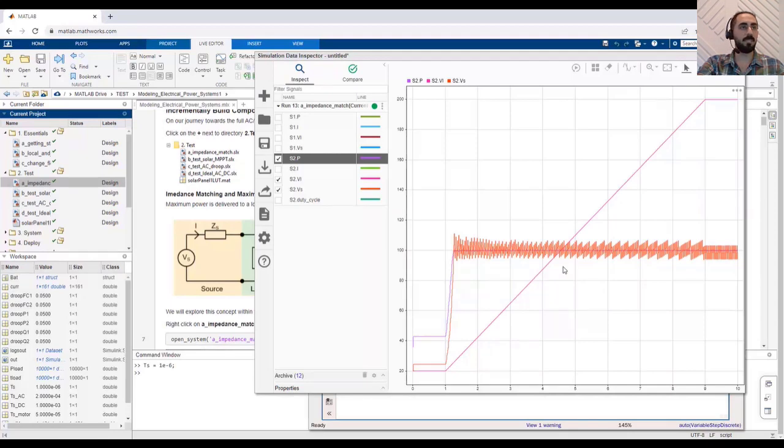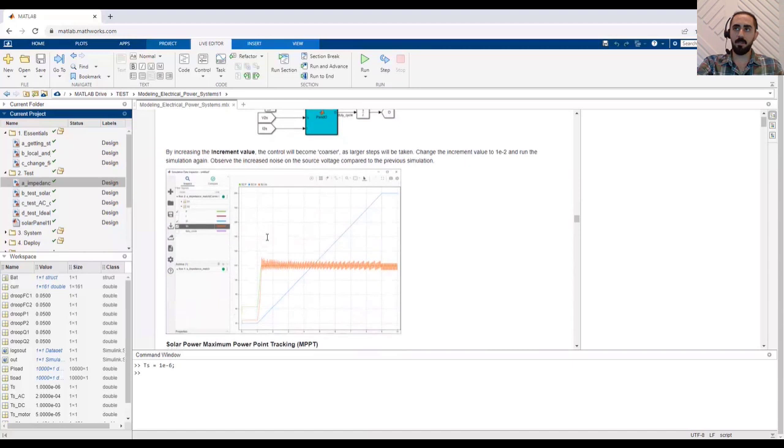So that's the first part of testing our system with the maximum power point of a voltage source. Now it's time to go and check a real life example in here.